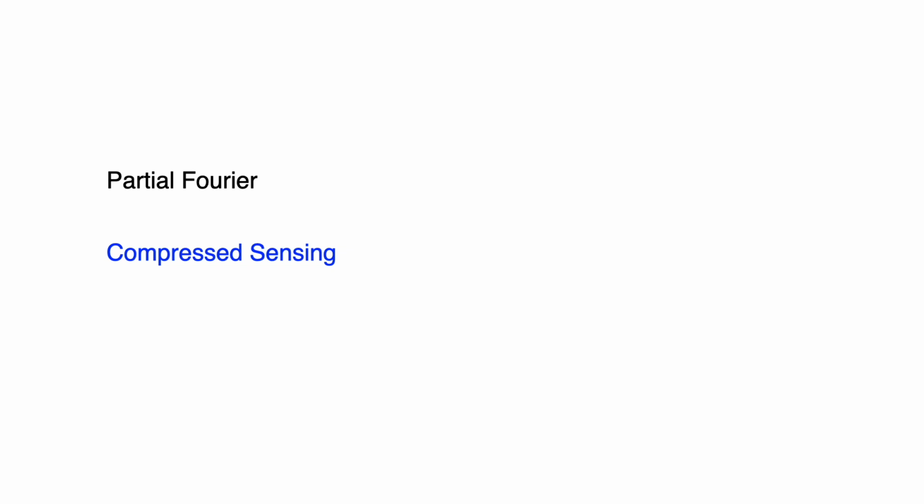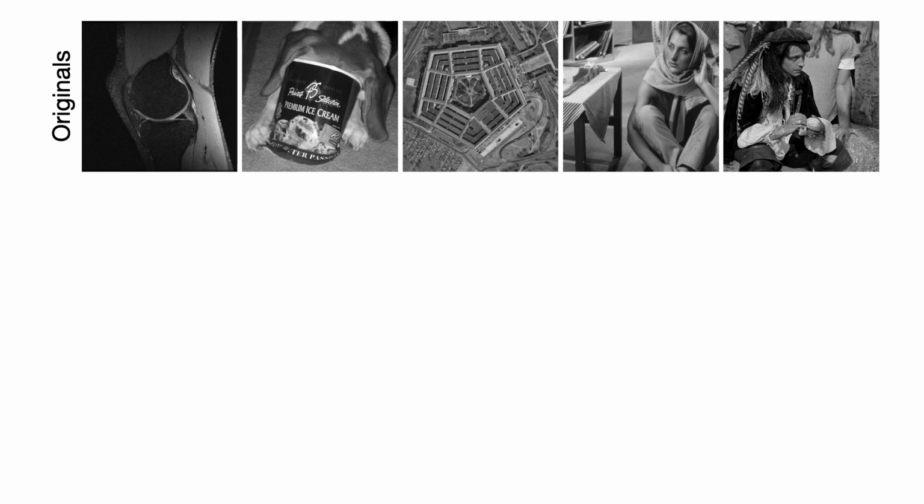Okay, so we've discussed partial Fourier. Now let's discuss compressed sensing. Here are 5 images of various things, including the sagittal slice of the knee, a dog eating ice cream, the pentagon, a woman, and a man. And here are their wavelet transforms. It's very easy to notice that their wavelet transforms are almost all black. The predominant intensity you see is black.